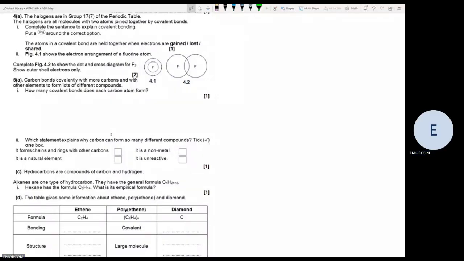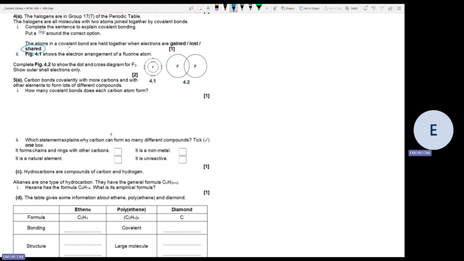Question 4. The halogens are in group 7 of the periodic table. The halogens are all molecules with two atoms joined together by covalent bonds. Complete the sentence to explain covalent bonding. Put a ring around the correct option. The atoms in a covalent bond are held together when electrons are, and then the options are gained, lost, or shared.